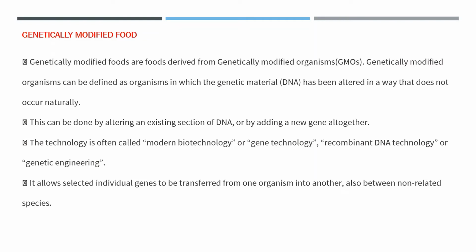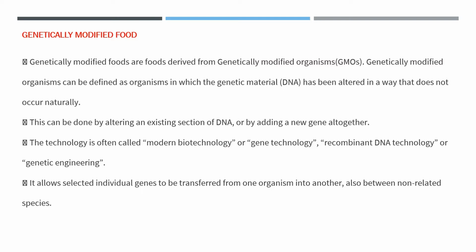Now we will see more detail about genetically modified food, or GMO. Such foods are derived from genetically modified organisms. How we modify them, I already explained in the last slide. A genetically modified organism can be defined as an organism in which the genetic material, or DNA, has been changed in a way that does not occur naturally. So the process is done by an artificial method only. That can be done by changing an existing section of DNA or by adding a new gene altogether.